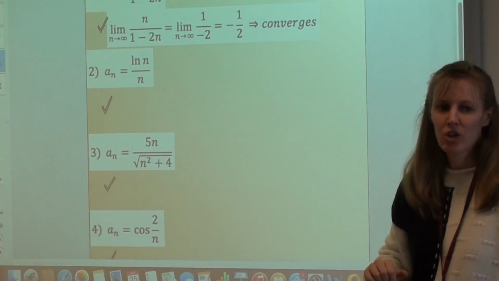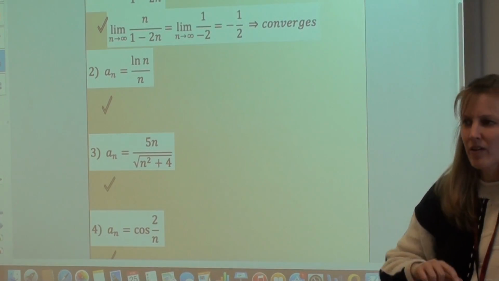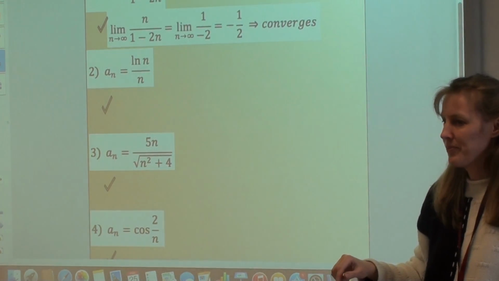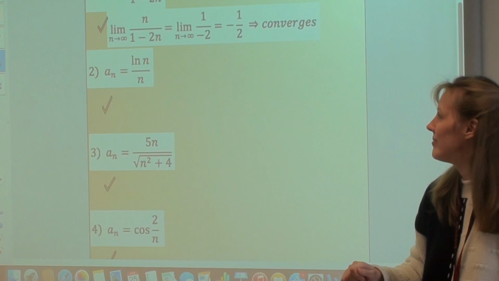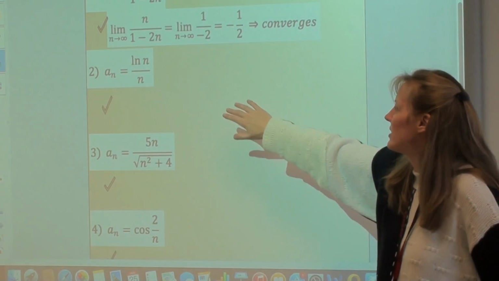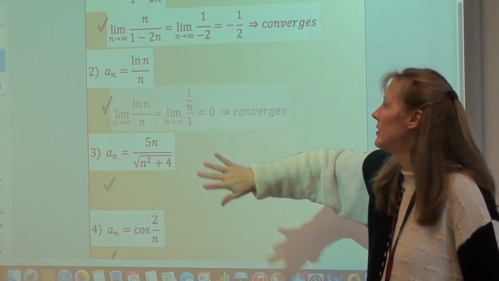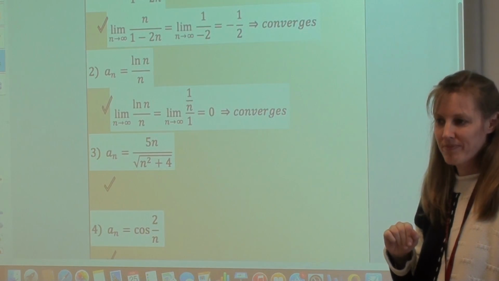Check your answer. I think everyone I saw got the limit of ln of x. How do you find the limit of convergence? Did you guys get the second one? Did you get 0? Fantastic.